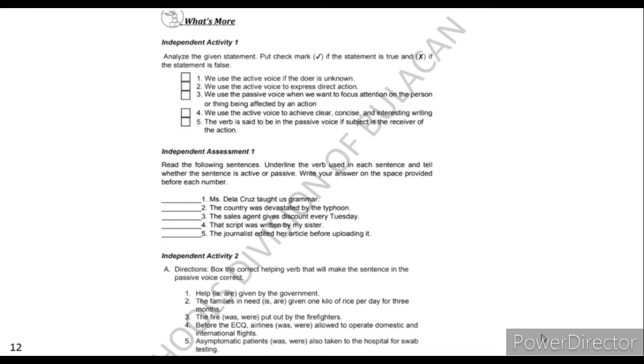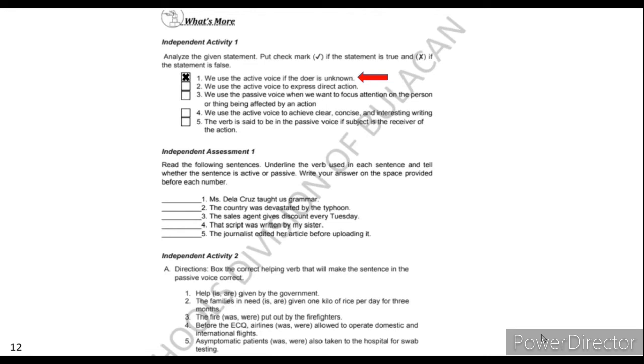So based on the direction, what you are going to do is that if the statement in each number is true and correct, you will put check on the box. And if the statement is not correct, you will put X mark. Let's try the first number. We use the active voice if the doer is unknown. So in this number, the answer here is false because it should be passive voice instead of active voice. So we will put X mark, okay?